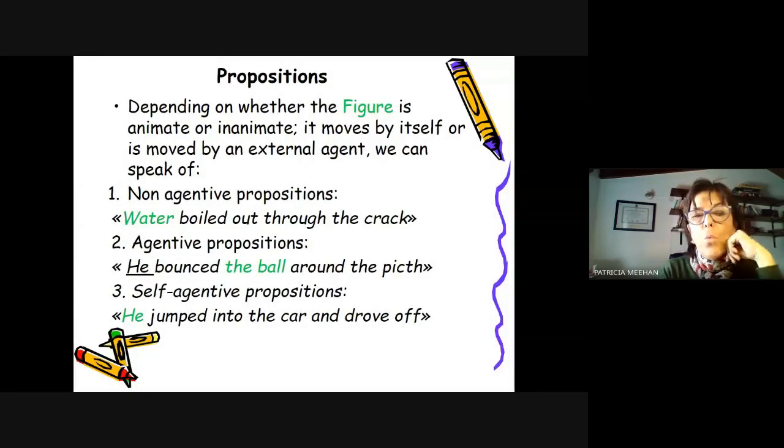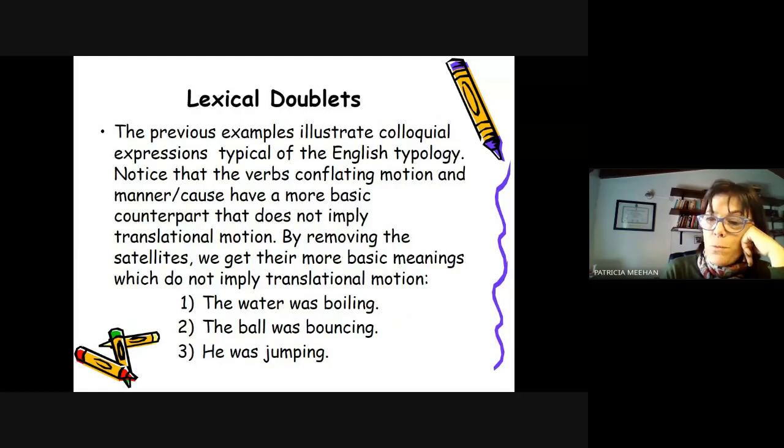There. Look, for example, water. If we think of the verb to boil and water boiling, we can see motion, can't we? When water boils, it moves, but it's self-contained motion. Now, if you say something like water boil out through the crack, I have transformed the verb boil into a lexical doublet. We can say this is a case of a lexical doublet because by adding the satellite out, now the verb denotes translational motion. Water boil out through the crack. But in the other example, let's move on to the next slide. If it simply says the water was boiling, there's no translation or trajectory covered. Is that clear?